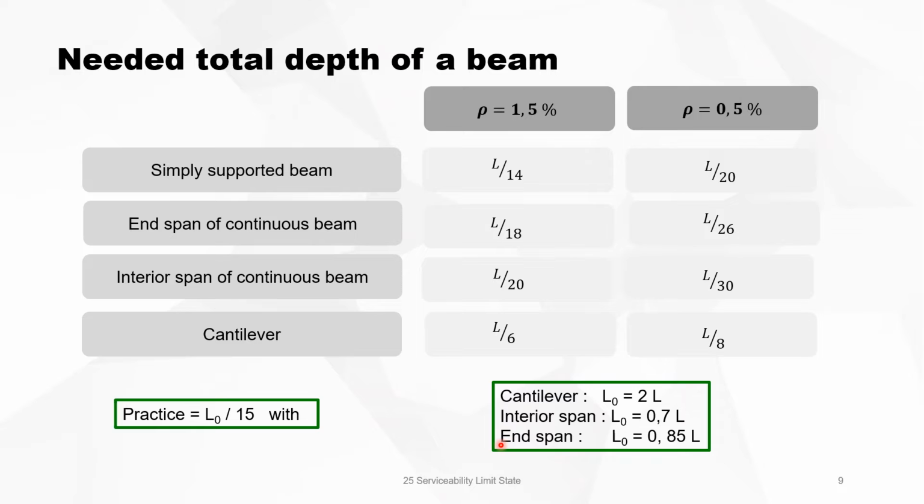So for a simply supported beam, L0 is equal to L. For a cantilever, L0 is 2 times L. For an interior span in a continuous beam, then L0 is 0.7 L, and for an end span in a continuous beam, it's 0.85 times L. So we use this to have a quick estimate of the needed slenderness of a beam.